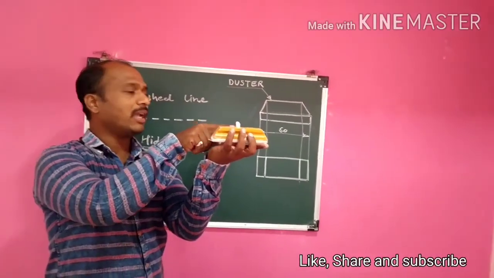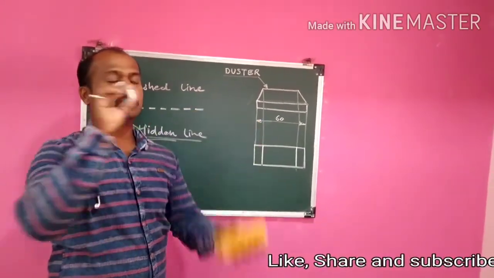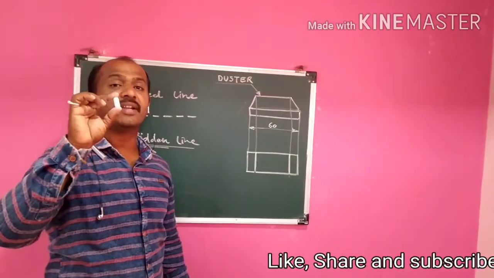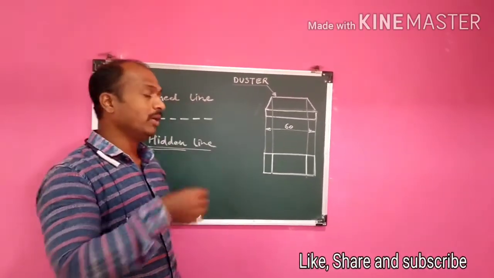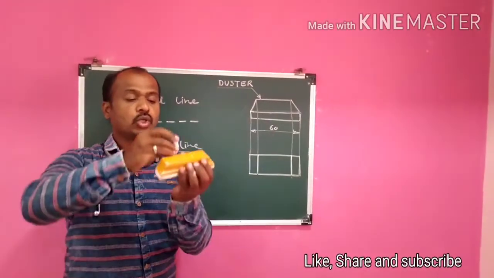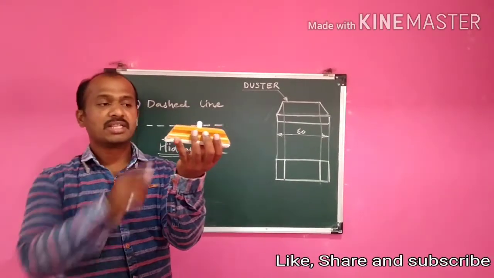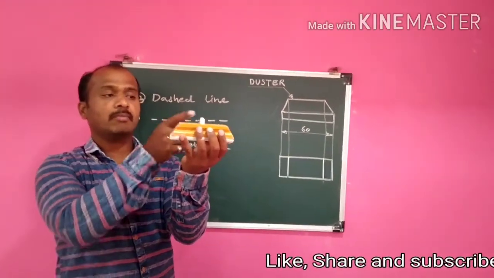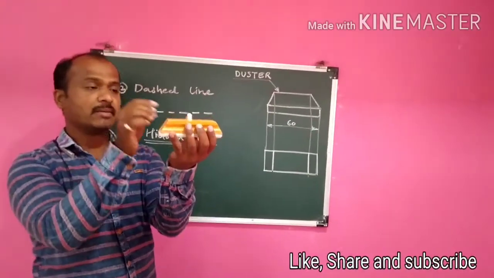The cross section of the chalk is cylindrical, so it looks like a rectangle in the front view, and in the top view it will look like a circle. So when I am going to draw a rectangle for this, some part of the chalk is not visible but some part is visible. It means some part is hidden and some part is visible.